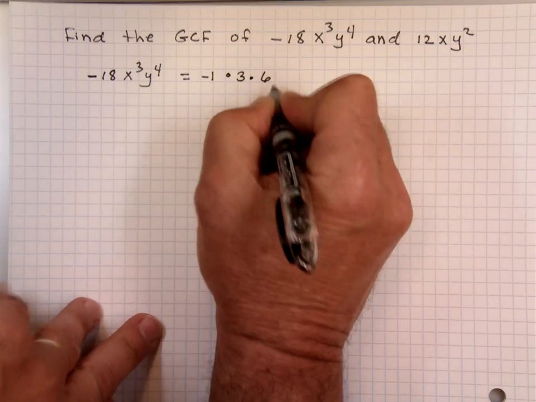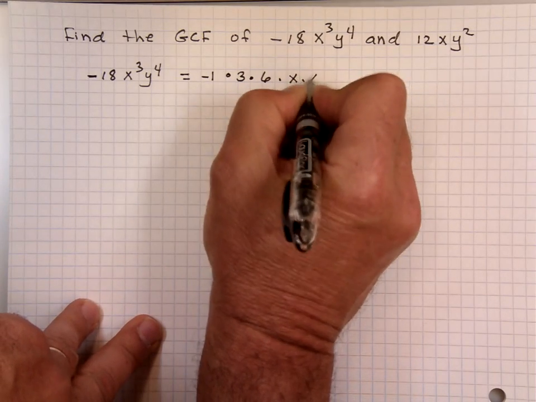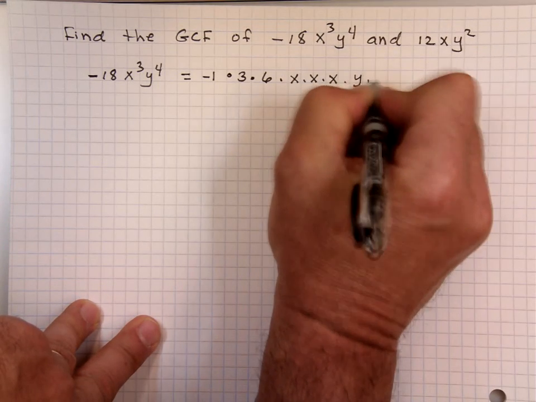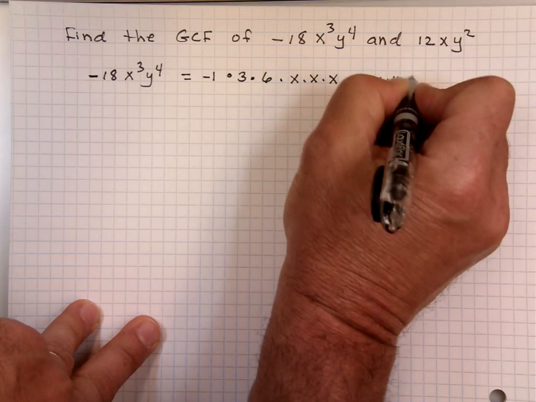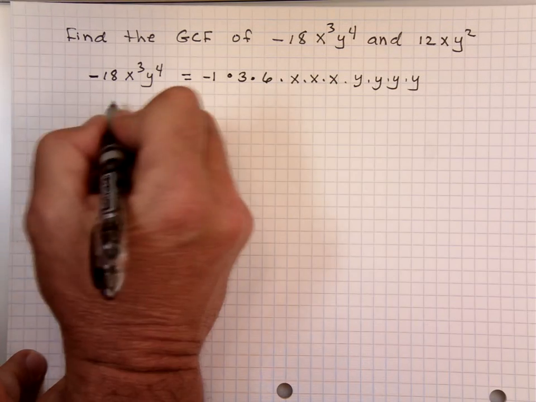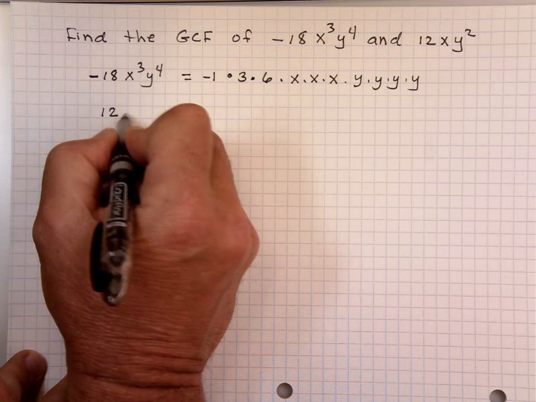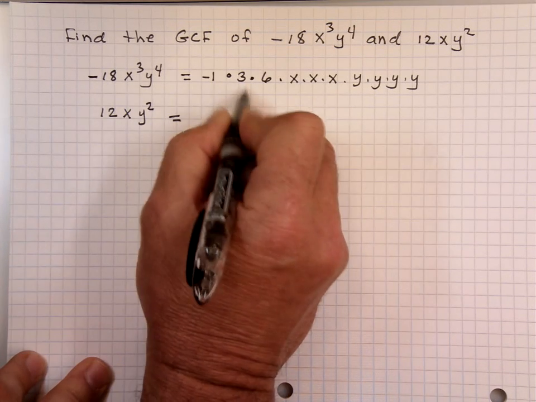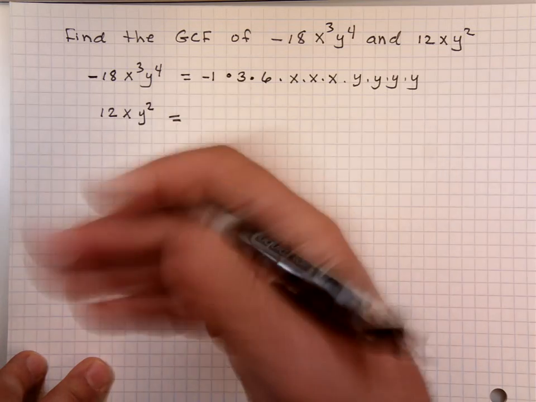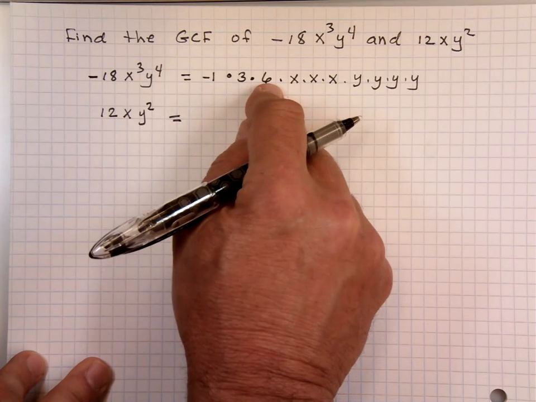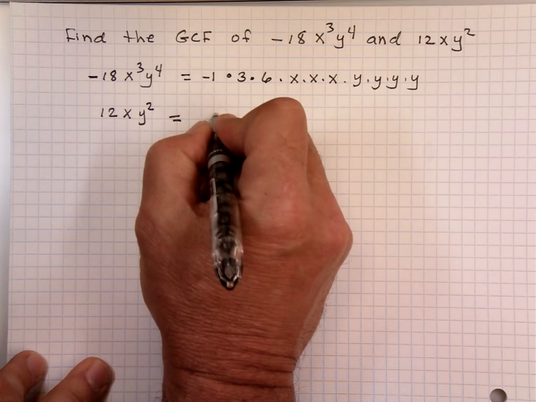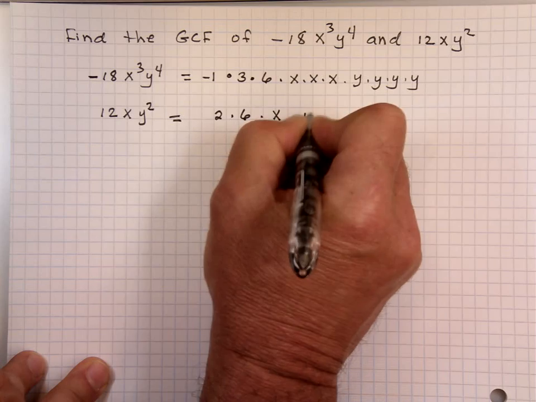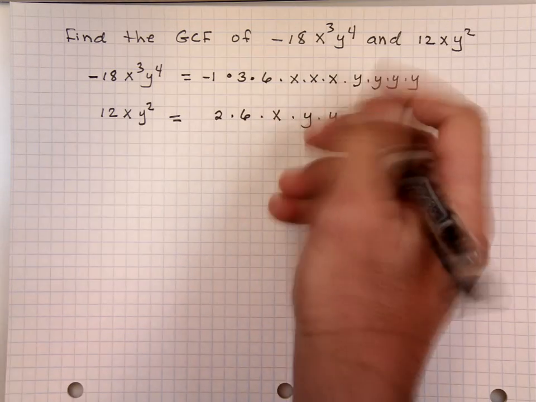X cubed is x times x times x. Y to the fourth is y times y times y times y. The 12 xy squared. 12, I can do 3 times 4, but I'm looking for common factors. I got a 6 here. So maybe 12 is 2 times 6 times x times y times y. So I want to make sure I match these numbers on the top.